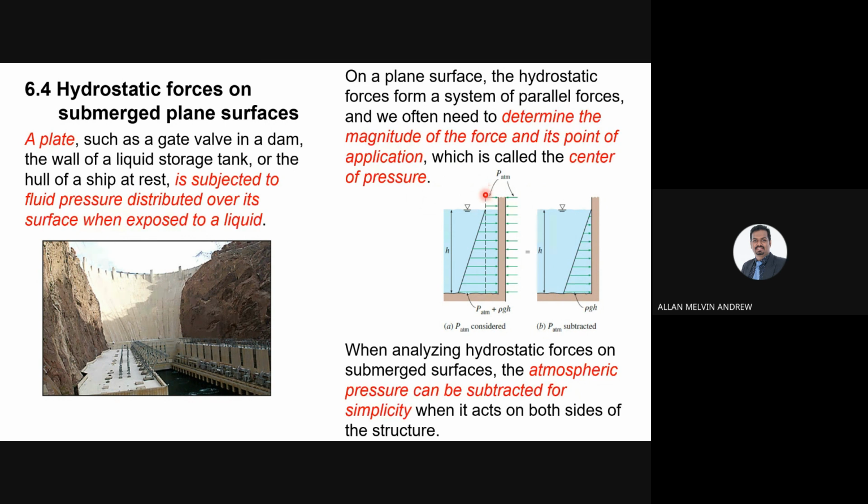Because the atmospheric pressure here, let's say, is 100 kilopascal, and this side is 100 kilopascal, so you subtract each other and it will cancel. This is after the subtraction, so you only have rho gh. Here you have atmospheric pressure, so you need to check on that. Because when you subtract, you can make the calculations simple.